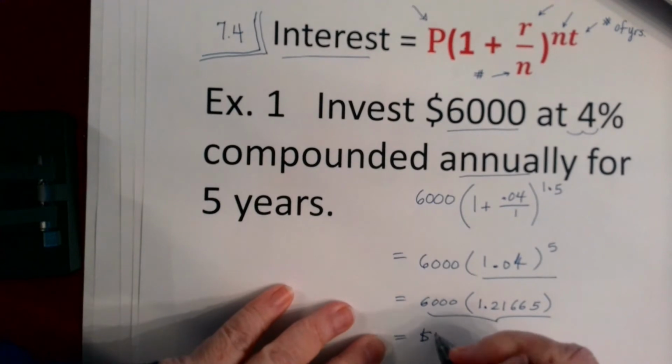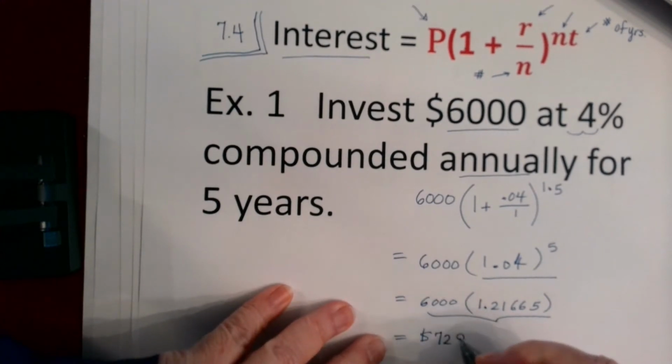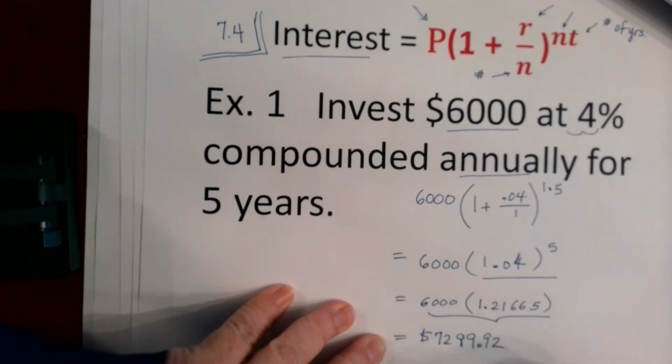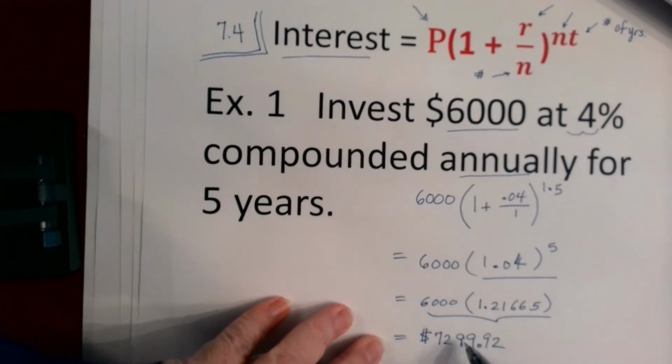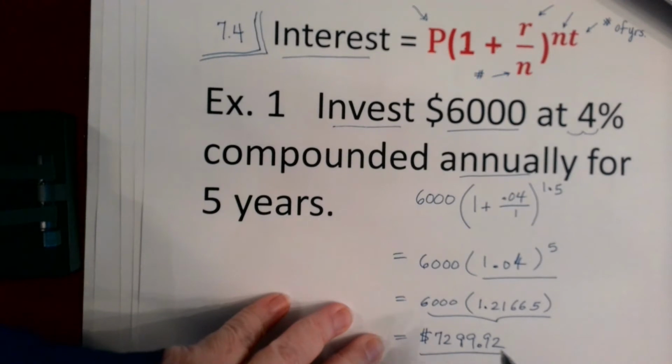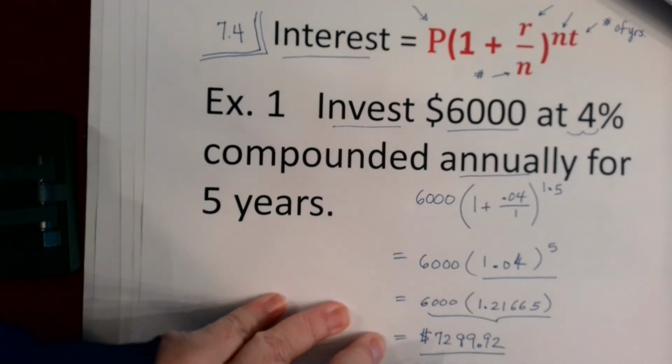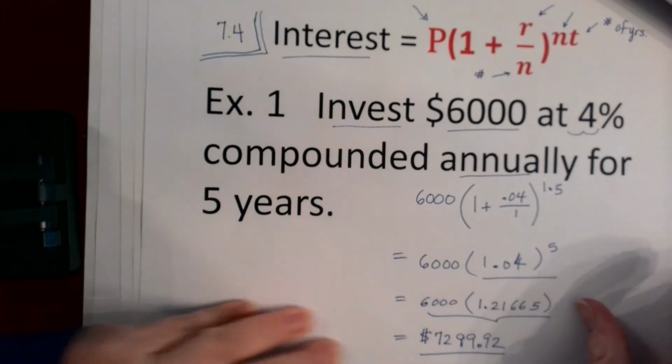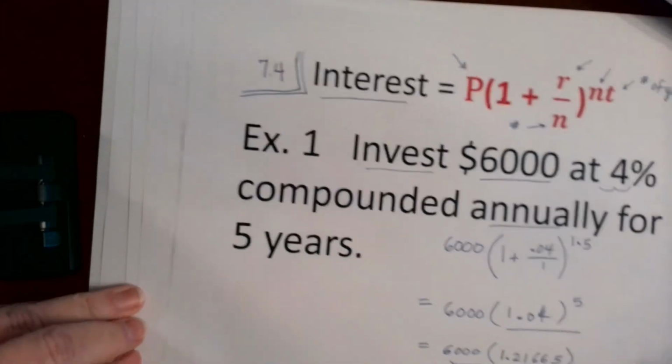Here we go. 7,299 and 92 cents. And we've forgotten what the question is by now, probably. The question was, how much interest do we get? Give the bank $6,000, they'll give you back $7,299. That's if you're willing to give them the money for 5 years at 4% interest.